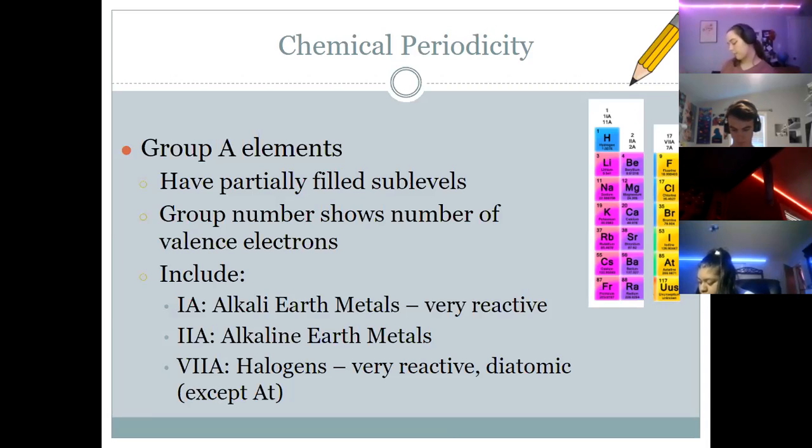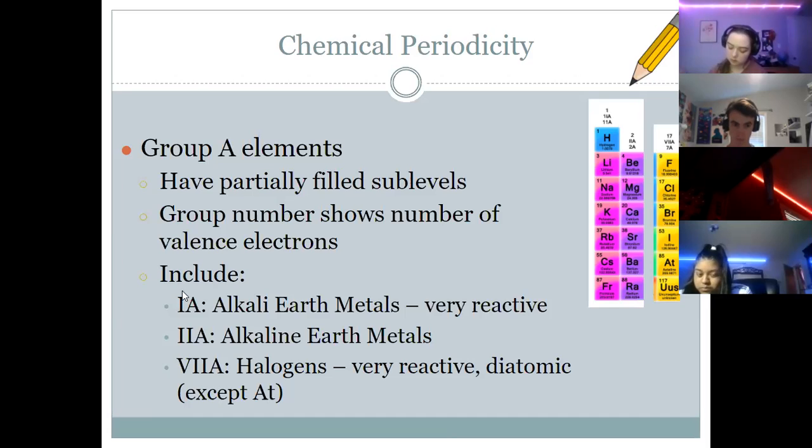So if I refer to group 3A, then you automatically know that those elements have 3 valence electrons. If we're talking about group 4A, you know they have 4 valence electrons, 1A, 2A, whatever. It's going to tell you how many valence electrons they have. So I'll just go through this.